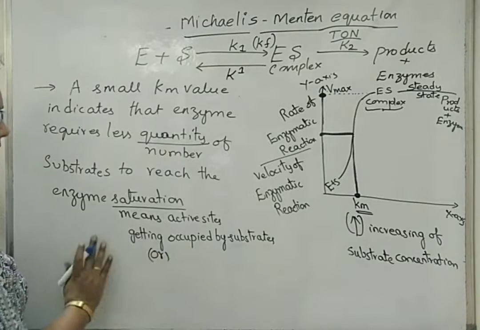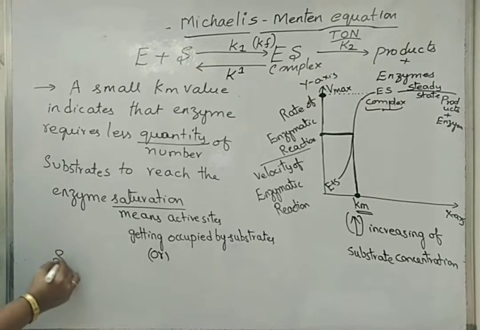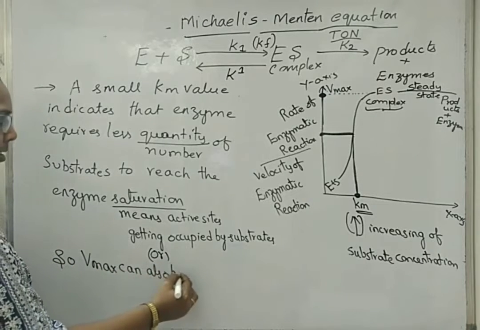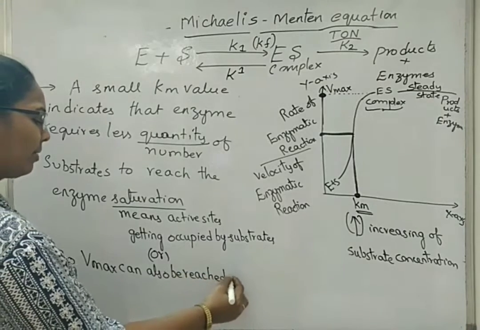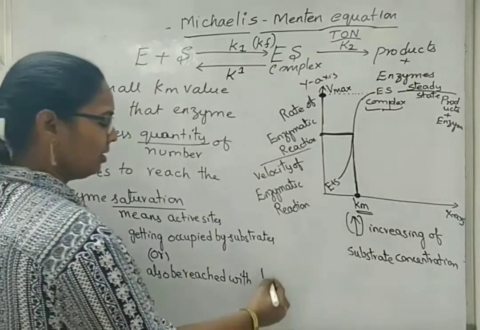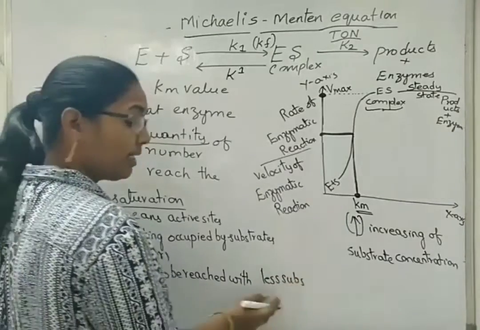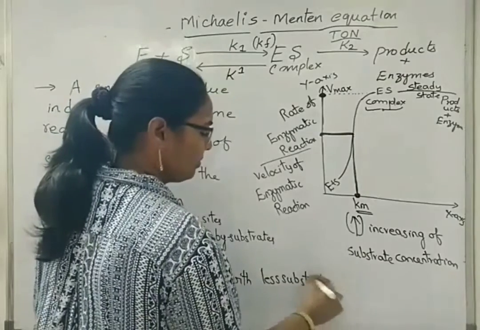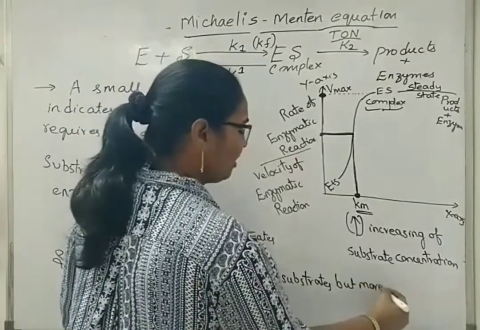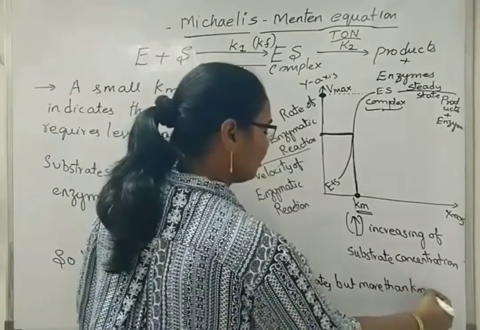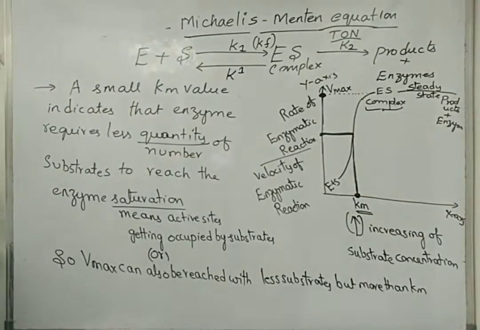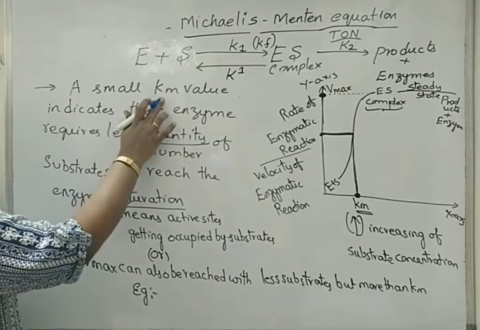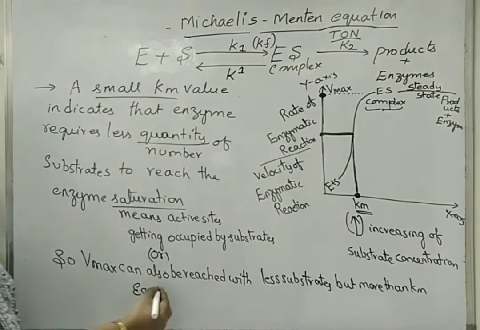So we can write this in other terms: Vmax can also be reached with fewer substrates only, but a little bit more than the Km. But more than Km. Here we can take examples. How are we telling that a less quantity of the substrate is giving out a small Km?